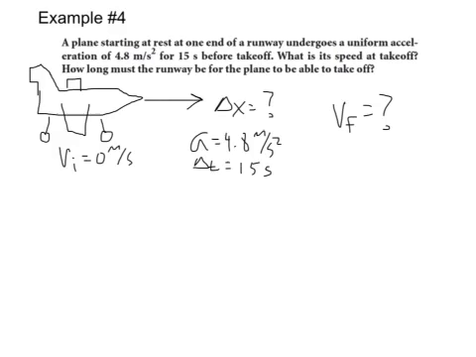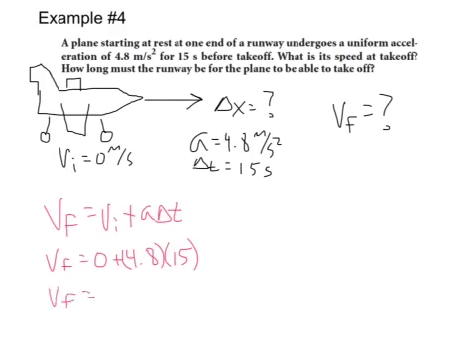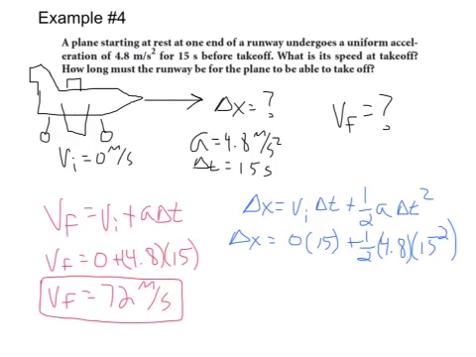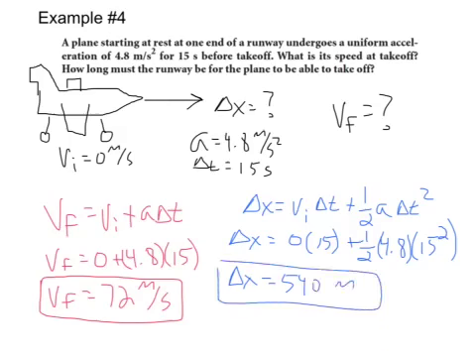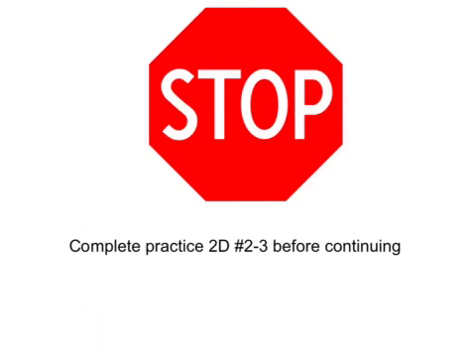We're going to first use the equation for the velocity of a constantly accelerated object, which is Vf equals Vi plus a t. When we substitute in our values, we end up with a final velocity of 72 meters per second. But we also want to know what our displacement is during this time. For that, we're going to use our displacement equation, which gives us a displacement of 540 meters. Okay, so stop. There's practice D. Let's do number 2 and 3 before moving on.